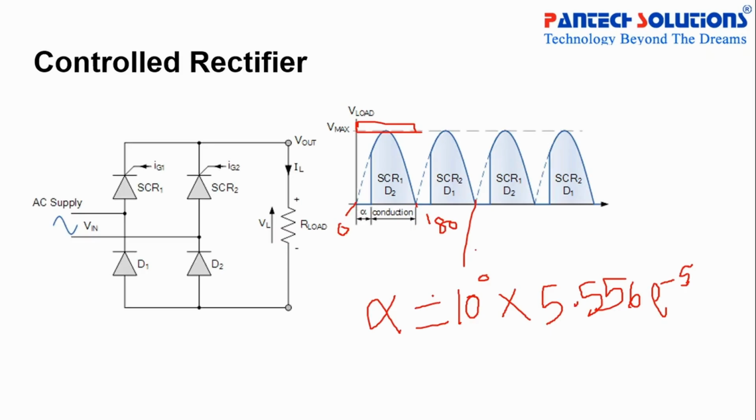By implementing this formula, the average output voltage is equal to Vmax divided by pi into cos alpha. The alpha is nothing but the firing angle. So if your alpha is 10 degrees, then the equivalent voltage will be there. We know Vmax and pi, and you can get the output voltage, and similarly the current. So what is the maximum current? Like that we can analyze the circuit.